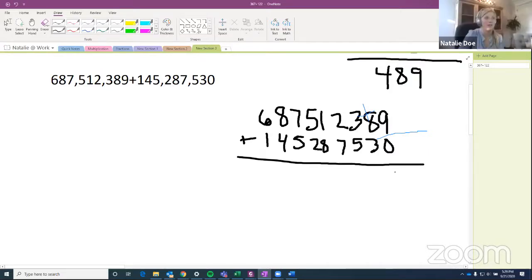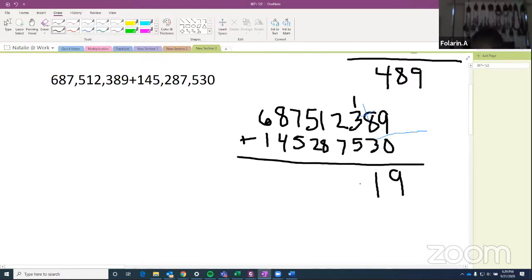So 9 plus 0, that one's easy, right? Just 9. All right, so what's 8 plus 3? 11. Okay, so how do I write 11 down here? No, you regroup. All right, so we put 1 down here and then carry the 1 up here. Okay, so then here I need to add 1 plus 3 plus 5. So what's that? 9. Yep. 9.